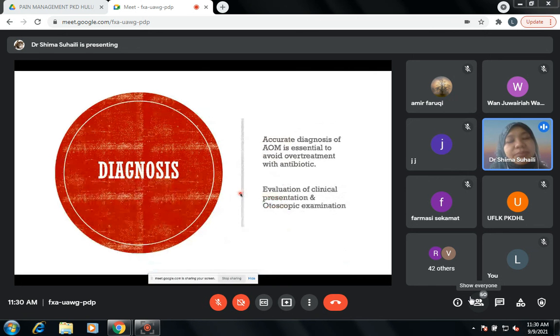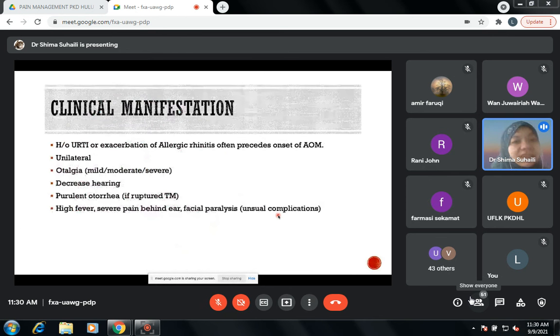So come to the most important part, how to diagnose, because this is very crucial. We have to have an accurate diagnosis of AOM to avoid over-treatment with antibiotic, because the mainstay of treatment for AOM is antibiotic therapy. So what we need are comprehensive evaluation of clinical presentation plus otoscopic examination to help us in establishing the diagnosis. Okay. For the clinical manifestation, usually the patient will present with history of URTI or exacerbation of the allergic rhinitis preceding the onset of ear problem.